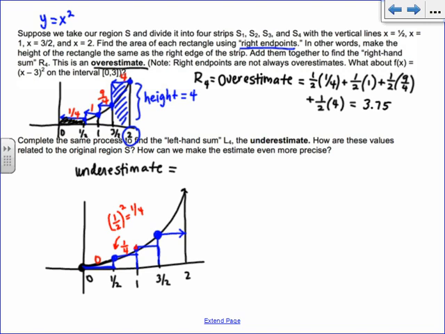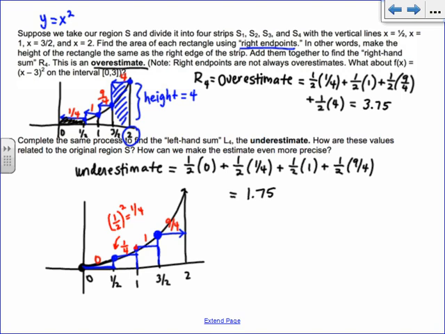And the next one's using a left endpoint of 1. So 1 squared is going to be 1. And then 3/2 squared is going to be 9/4. So my underestimate is still going to have a width of 1/2. The first height is 0, a width of 1/2 times 1/4, a width of 1/2 times the height of 1, and a width of 1/2 times the height of 9/4. So again, we find the answer. So our underestimate is 1.75.